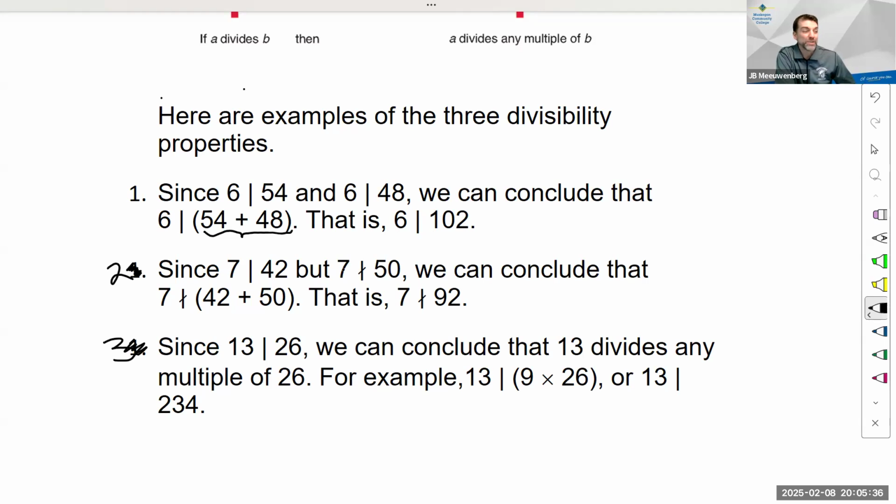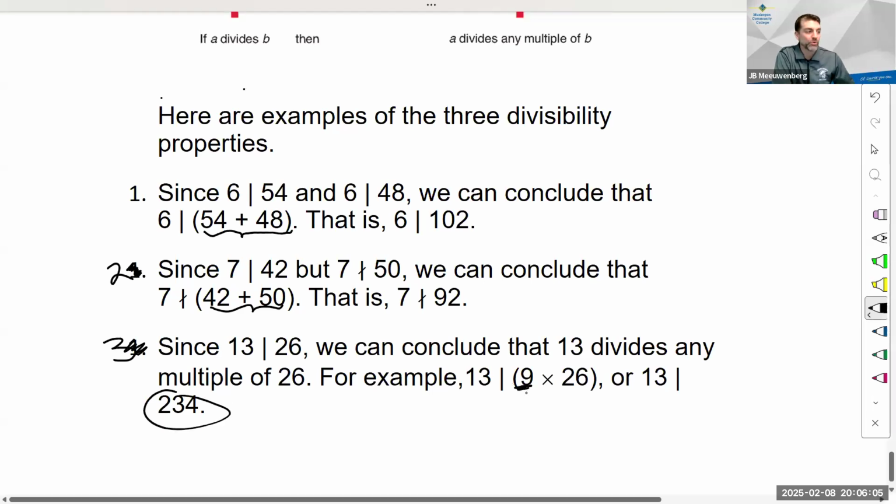7 divides 42, but 7 does not divide 50. So we can conclude then that 7 does not divide 42 plus 50, which is 92. 7 does not divide 92. Finally, 13 divides 26. So if we multiply 26 by any other number, like say 9, 13 would also divide that. 13 would divide 234, which is the product of 9 and 26.